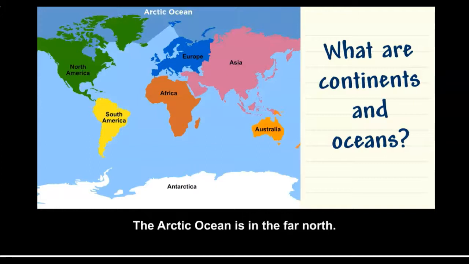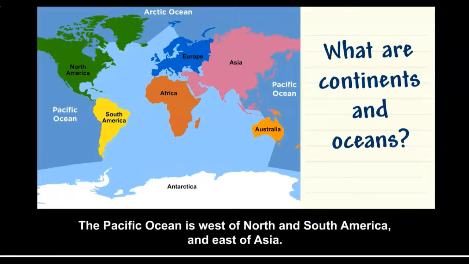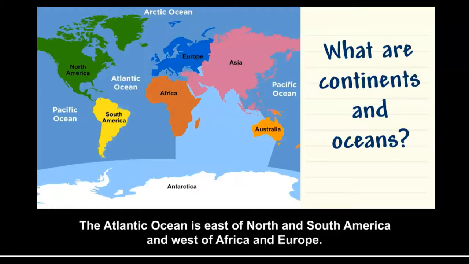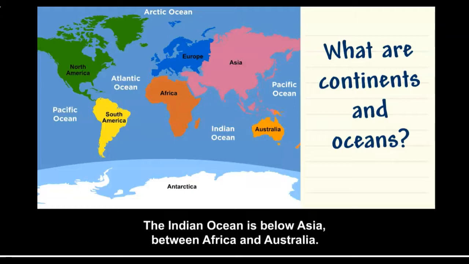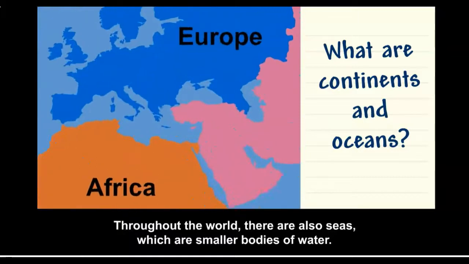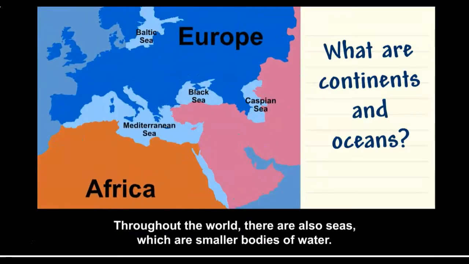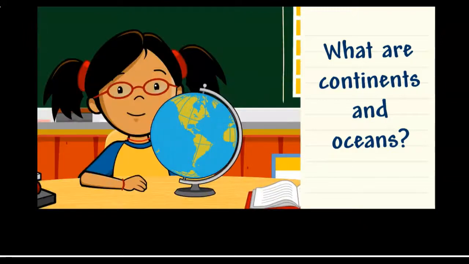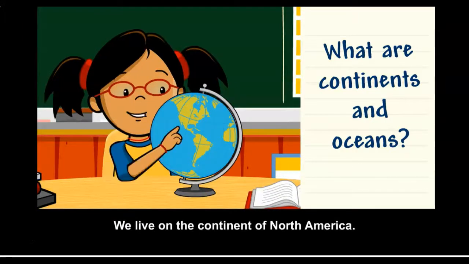The Arctic Ocean is in the far north. The Pacific Ocean is west of North and South America and east of Asia. The Atlantic Ocean is east of North and South America and west of Africa and Europe. The Indian Ocean is below Asia, between Africa and Australia. The Southern Ocean surrounds Antarctica. Throughout the world, there are also seas, which are smaller bodies of water. We live on the continent of North America.